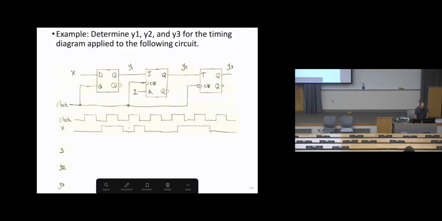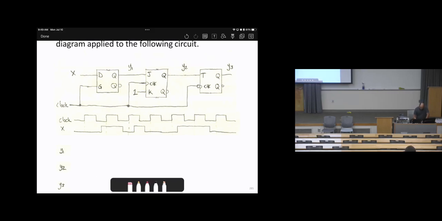The first one is this one, flip-flop or latch? This is latch, because there's no triangle shape on the gates. So this is latch.